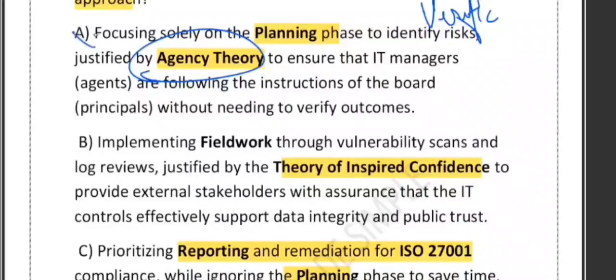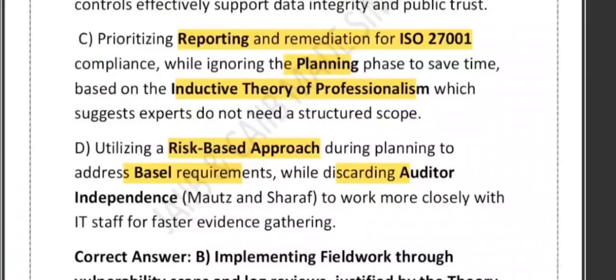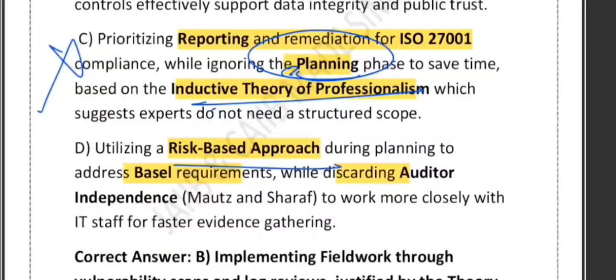Option C is about prioritizing reporting and remediation for ISO 27001 while ignoring the planning phase to save time, based on inductive theory. Actually, inductive theory does not ignore the planning phase. Independence is super important, and skipping planning violates the audit standard. This is wrong. What about option D? Utilizing a risk-based approach during planning, but independence cannot be compromised. This is wrong. The correct answer is option B.